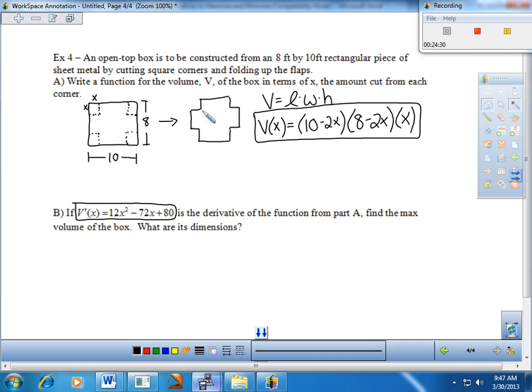Okay, so let's do it. So I have V prime of x right here. This is the derivative of the function from part A. Now what we're going to do is find the maximum volume of the box and what are its dimensions. All right, well, let's get it going. First thing we do, like we've done a couple times already, we set that derivative to 0. So there we have it.